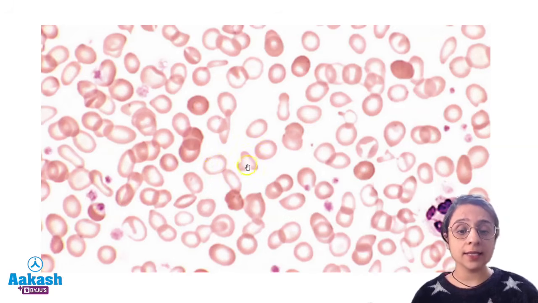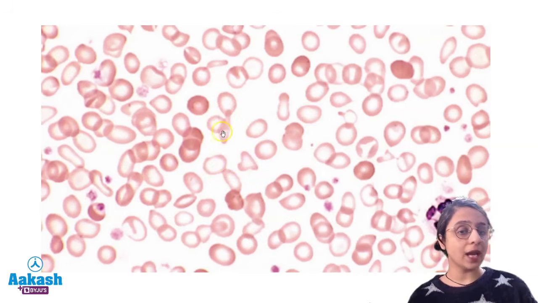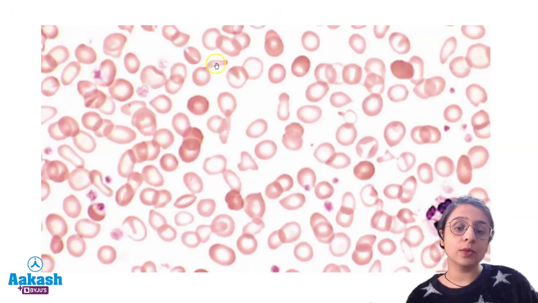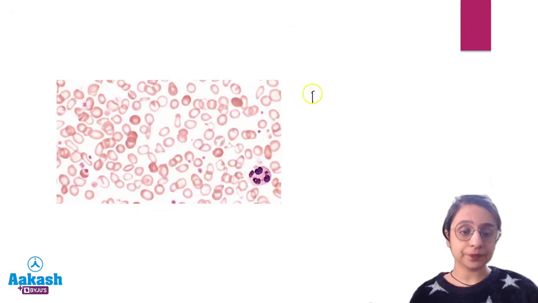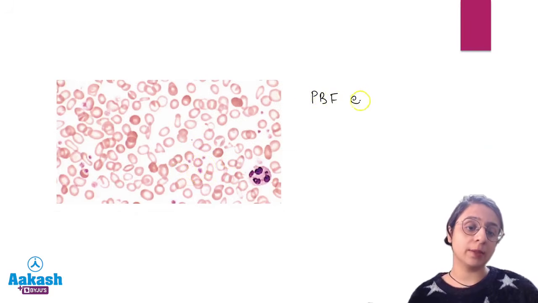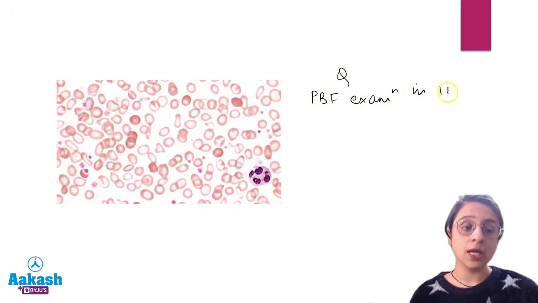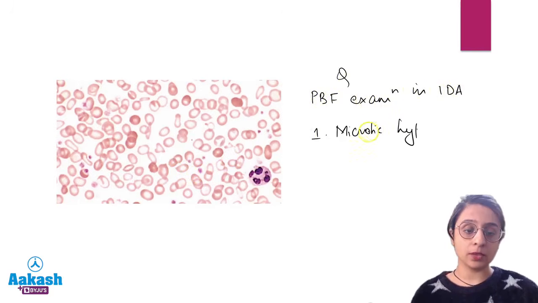Look, the cells are completely empty. So this is severe hypochromia. Along with that, some abnormal forms of RBC such as pencil cells can be seen. So what is the microscopic examination, or I can say PBF examination, in a patient of iron deficiency anemia? Very important. Number one, microcytic hypochromic RBCs will be seen. Very important. So this is one of the important differentials of microcytic hypochromic RBCs.